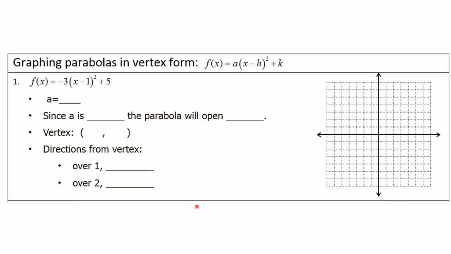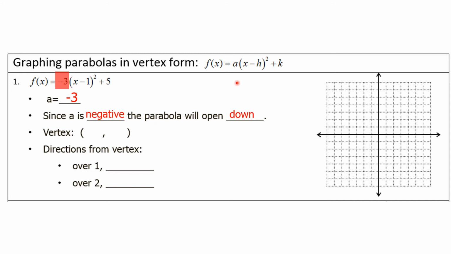So graphing parabolas in vertex form. So now we're going to do the opposite. First we were given a graph. We had to come up with the equation. Now you're given the equation and you're going to come up with the graph. So A, what is A in this case? -3 is what's in front. Since A is negative, the parabola will open down.